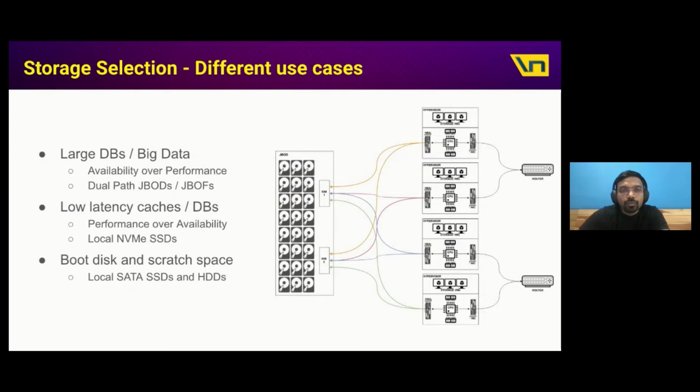Now we move on to the storage selection, where it is more about performance, reliability, and availability. We have to cater to different use cases, and hence we have different storage deployment topologies. About 90% of our storage is used by large databases and big data systems. These systems need larger disks and also need better availability during any planned infra maintenance. We use dual path JBODs or JBOFs for this use case.